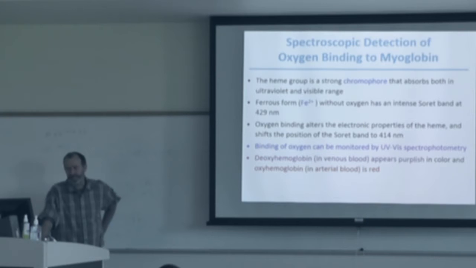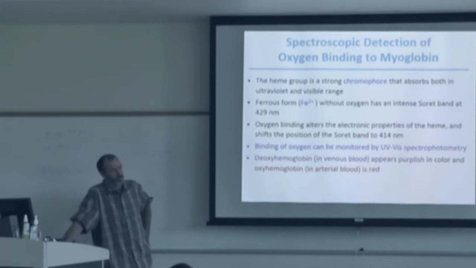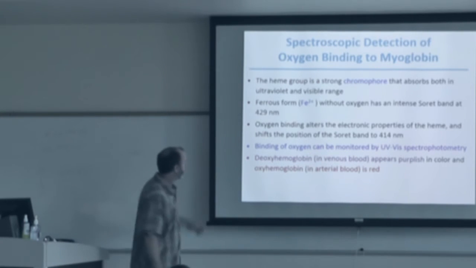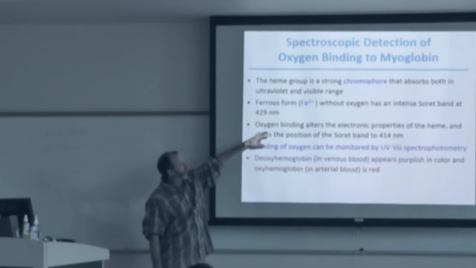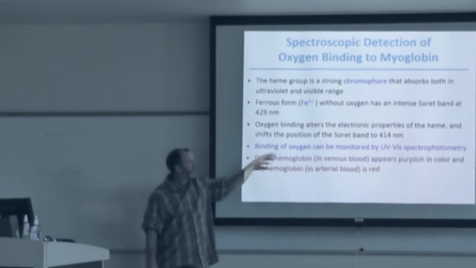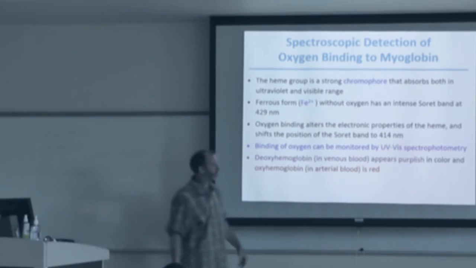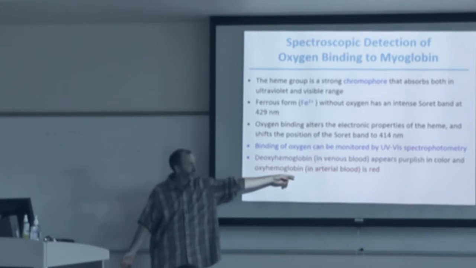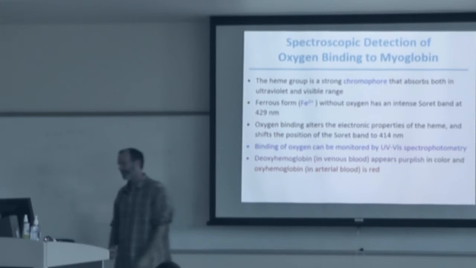So, spectroscopic detection of oxygen binding to myoglobin. The heme unit's a strong chromophore, right? That's why our red meat's red and our blood is red too. That absorbs a lot of light. Ferrous form, Fe2+ without oxygen, has an intense absorbent band at 429. The oxygen binding alters the electronic properties of the heme and shifts the position of the absorbent band to 414. So the binding of oxygen can be monitored via UV-vis spectrophotometry. The deoxyhemoglobin in the venous blood appears purplish, and oxyhemoglobin is red. That's why you always see it drawn like that, right?